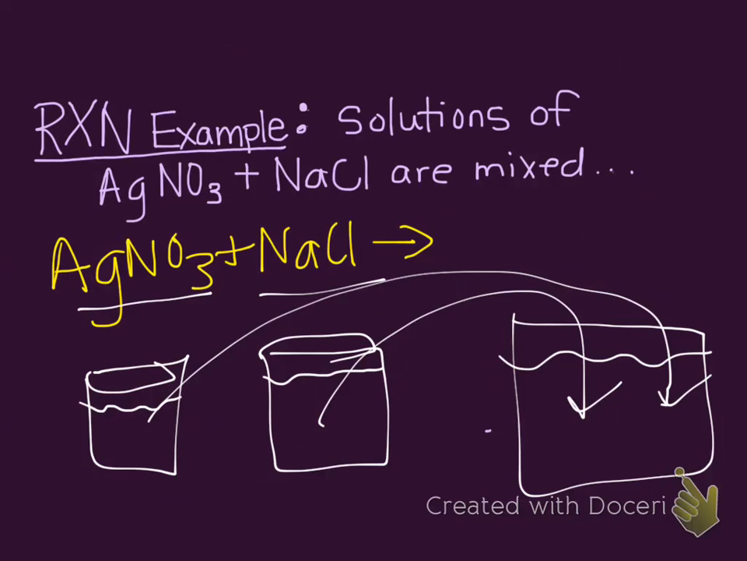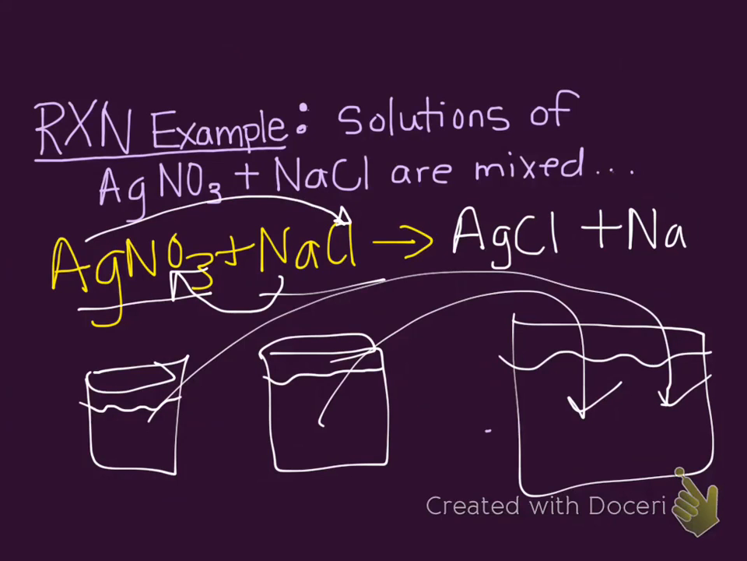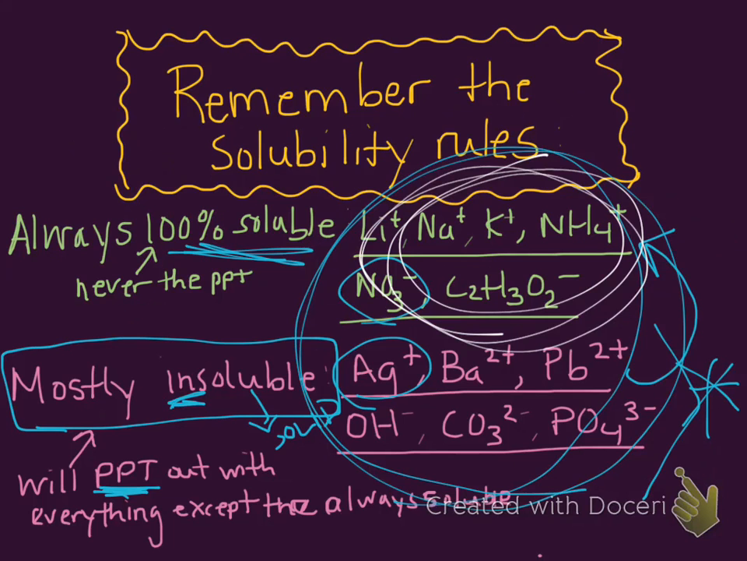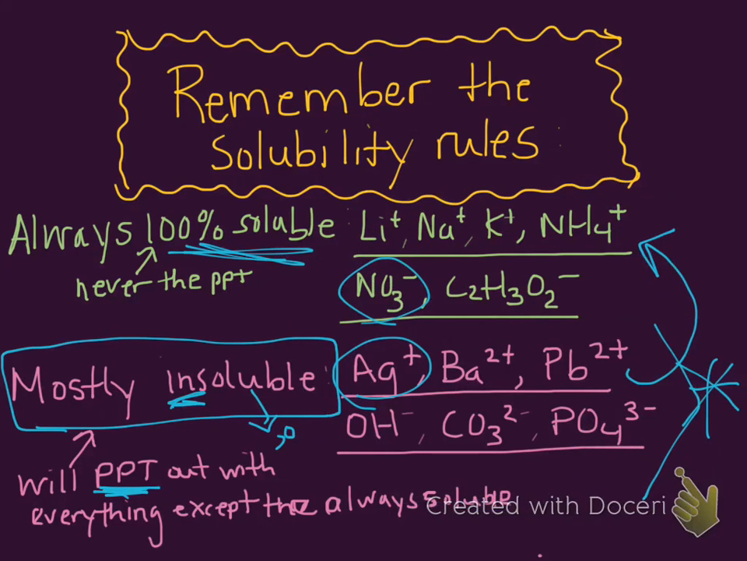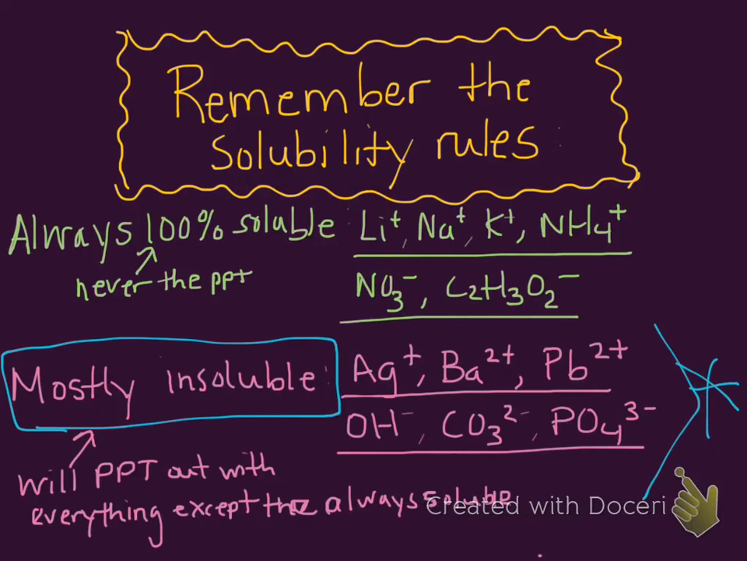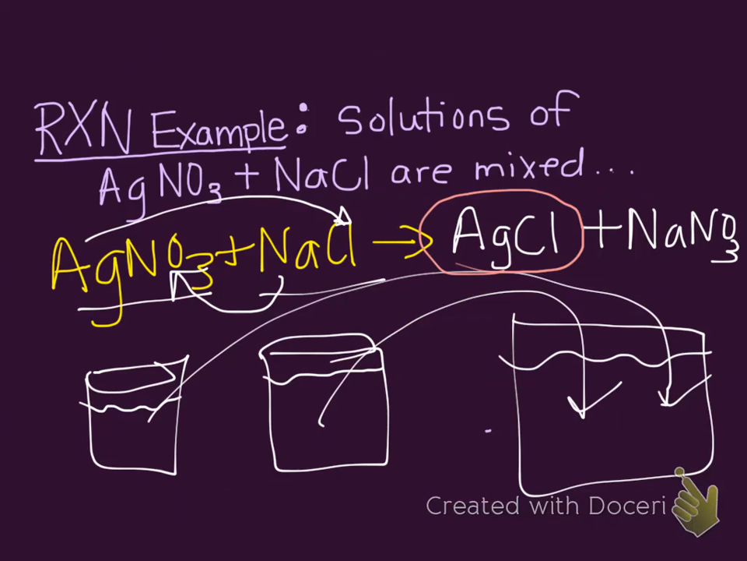And the silver is going to react with the chlorine, and the sodium and the nitrate, though we know they actually never form this. So my precipitate is going to be the AgCl, because the nitrate is always soluble. So if nitrate is always soluble, it can never be the precipitate. And we know that silver is frequently our precipitate.